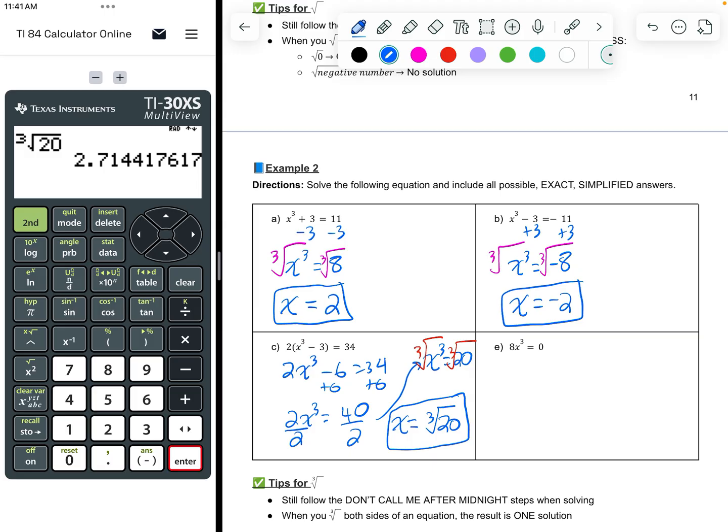And then finally, part E, divide ABC. That's a typo. That should be D. But divide by 8 to both sides. x cubed equals 0. Cube root this. And similar to what we had when we were square rooting 0, when we cube root 0, we just get 0.